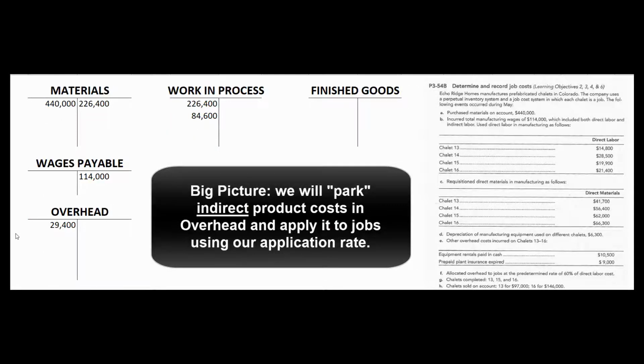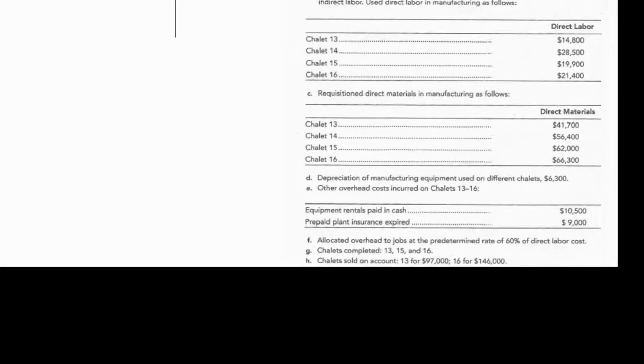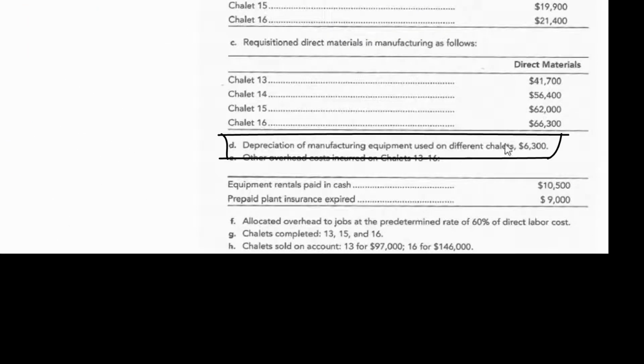Okay, let's take a look at overhead. We've already booked $29,400 of indirect labor. In this example, there are no indirect materials like small nails or screws, but there is that indirect labor of $29,400. We decided that was the supervisor's salary. But we've also got $6,300 worth of depreciation.